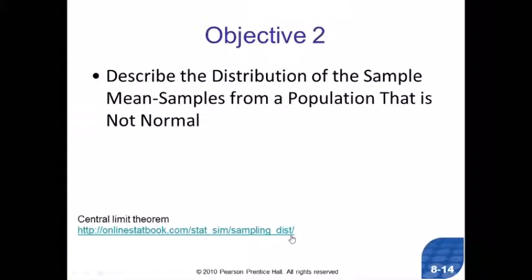Let's have the next objective. What if the distribution is not normal? From our previous PowerPoint, you can check and explore the Central Limit Theorem from this website. We have 2 to 3 illustrations here for you to understand the Central Limit Theorem. Let's have this example first.